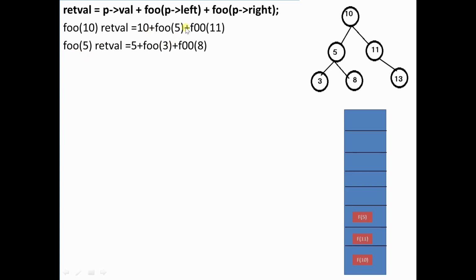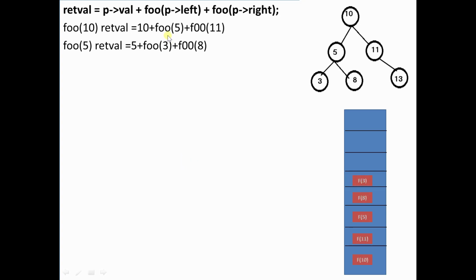For that, 5 is not a null value, it has both left child and right child. So I am going to apply the same equation. So it is 5 plus FOO of 3 plus FOO of 8. So here we have again two functions, FOO of 3 and FOO of 8. So I keep this in the stack. First we are going to perform 3 and then 8. So I keep f of 8 in the stack, then f of 3.